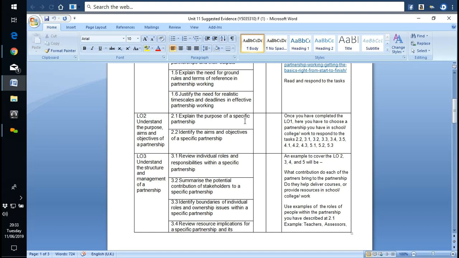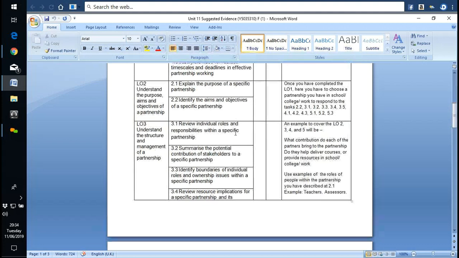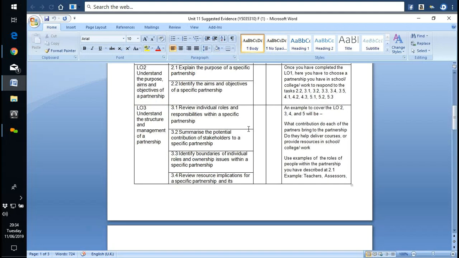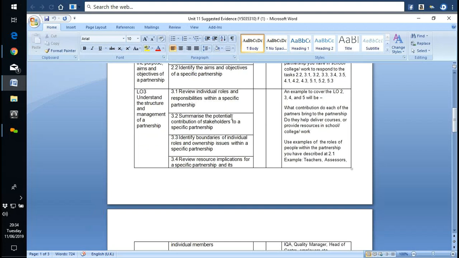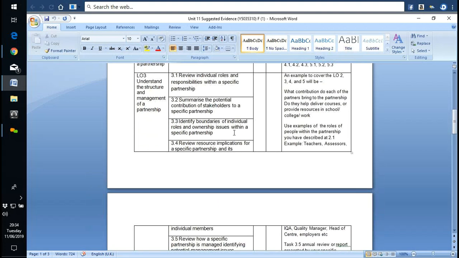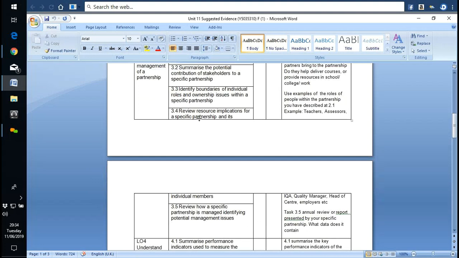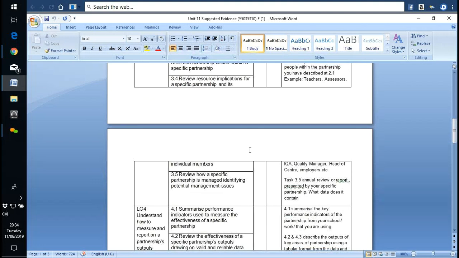To explain the purpose of a specific partnership, identify its aims and objectives, review individual roles and responsibilities, which is something we've talked about in the general part of LO1, summarise potential contribution of stakeholders, identify boundaries of individual roles and ownership issues within a specific partnership, and review resource implications for that partnership and its individual members.